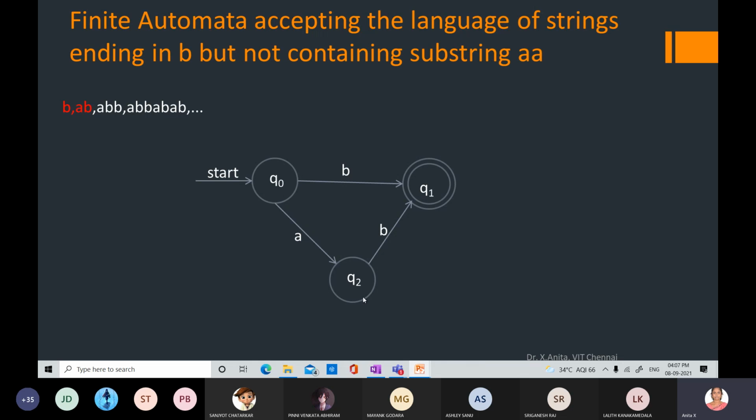Why am I having the transition to Q2 here? Instead, from Q0 itself, I can have the transition, right? Why am I not having the transition? Can you please give me the reason behind it? Ma'am, because one A is allowed. Because if suppose I'm having the transition here itself, what happens? There will be a possibility of two A's getting accepted, right? Okay, so I will not have the transition here.